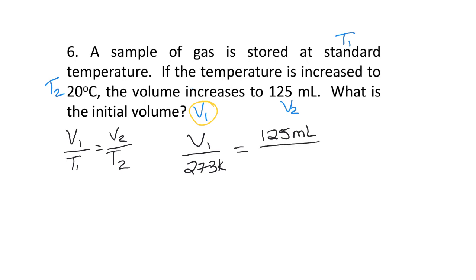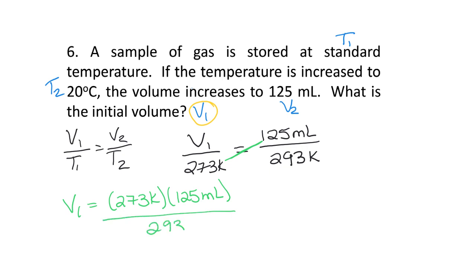And then our T2 is 20 plus 273, which is 293 Kelvin. So at this point, we're going to have to do our little cross multiplication. So V1 equals 273 Kelvin times 125 milliliters divided by 293 Kelvin. Crosses the Kelvin out, so our answer should be in milliliters, which is what we want. And we get 116 milliliters.